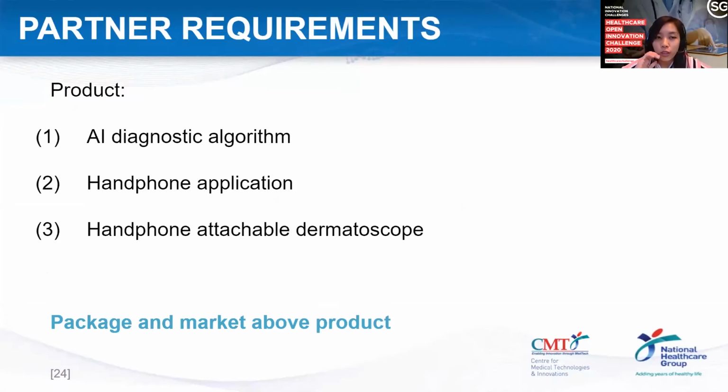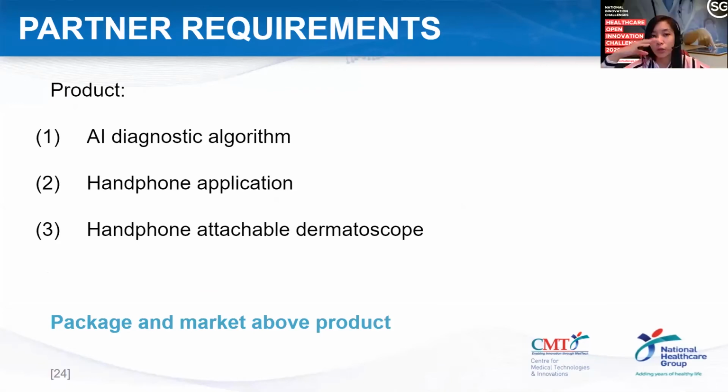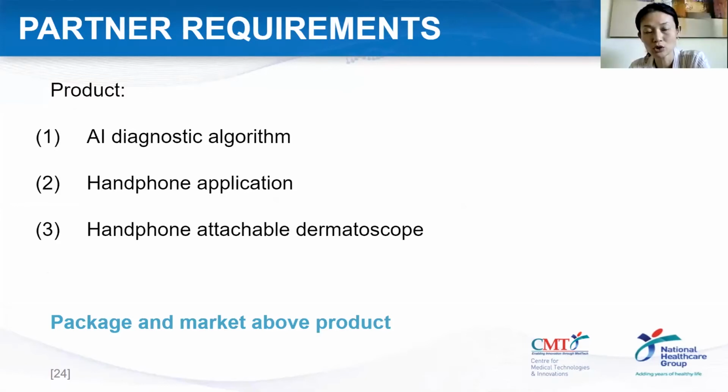Correct. So for this one, you mentioned you're collaborating with a few people. So for this challenge statement, which one are you looking at? I think we could make it clearer for the audience here today. So for this challenge statement, we have handled all these three, and our partner requirement would be someone that can package and market this above product. Product meaning one, two, three as a whole. That means we will prepare one, two, and three all ready, and we would like our partner to bring this to market.